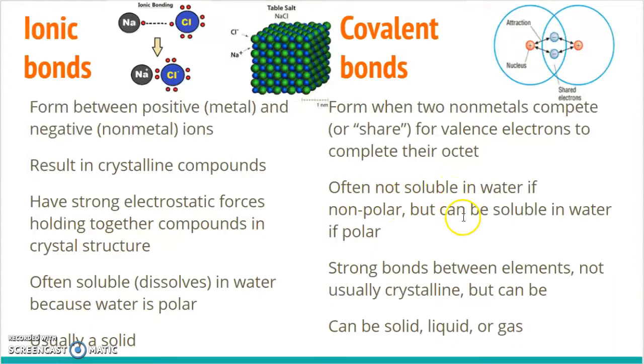If the covalent molecule is polar, meaning one side is more negative and the other side is more positive, then it could possibly be soluble in water, but it depends. And these bonds themselves, even though it's not forming this repeating pattern of a crystal usually, these bonds are pretty strong, and so a lot of the properties that we know of in materials come from covalent bonds. Covalent molecules, however, at room temperature could be a solid, could be a liquid, could be a gas, depending on the size of the molecule and the interactions with other molecules.